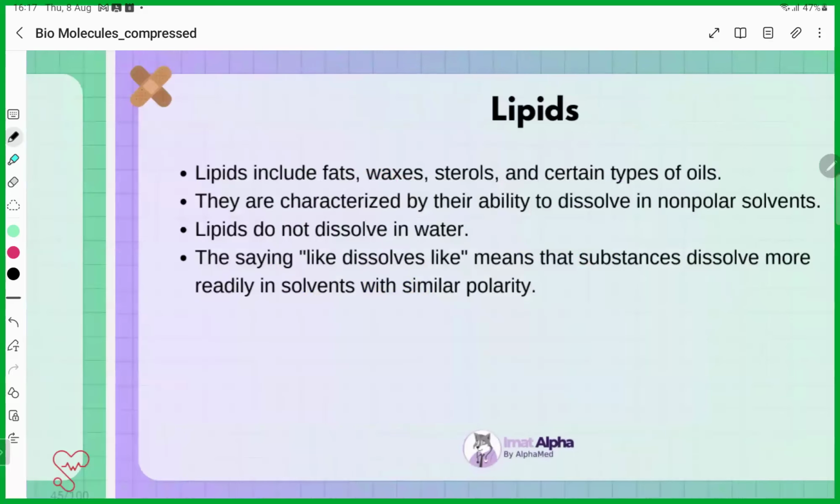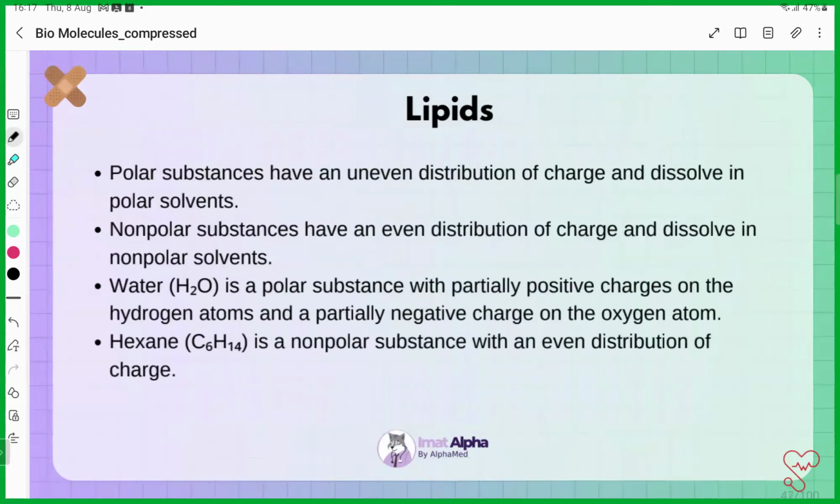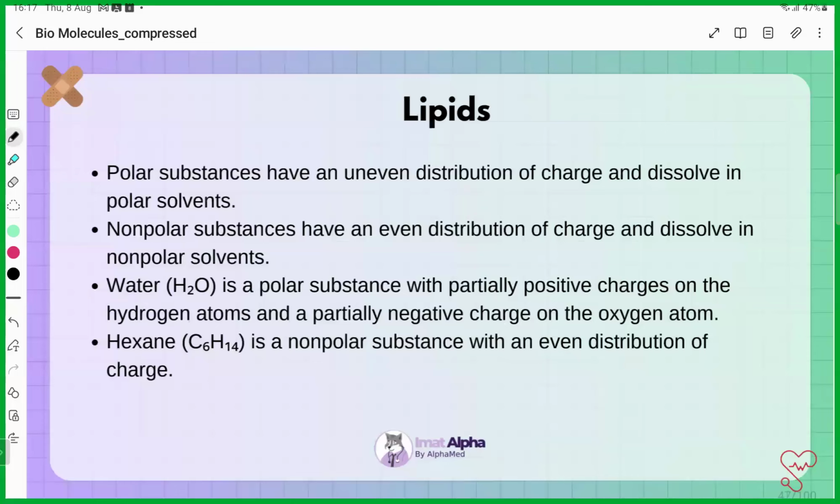Lipids include fats, waxes, sterols, and certain types of oils. They are characterized by their ability to dissolve in non-polar solvents. Why? Because lipids are hydrophobic, so they easily dissolve in non-polar solvents. Lipids do not dissolve in water. As we said, like dissolves like. Polar substances have an uneven distribution of charge and dissolve in polar solvents. Non-polar substances have an even distribution and dissolve in non-polar solvents. And we spoke about all of this.